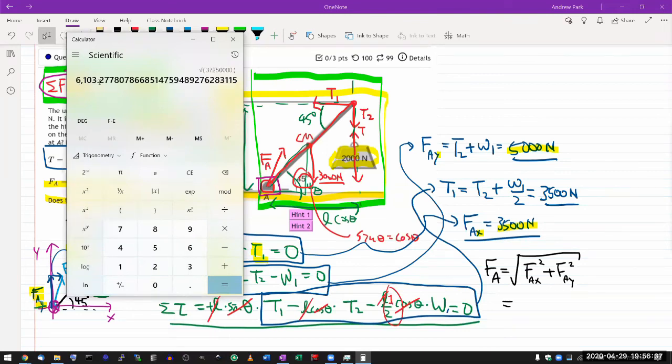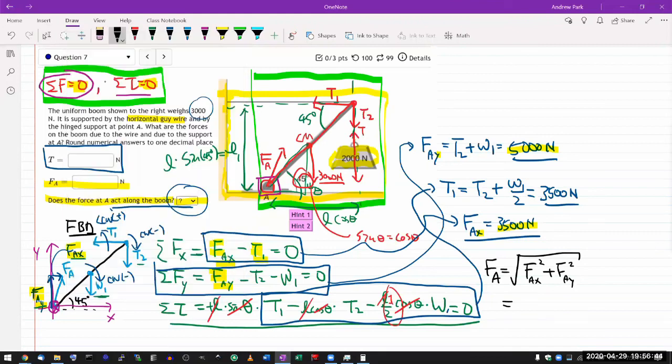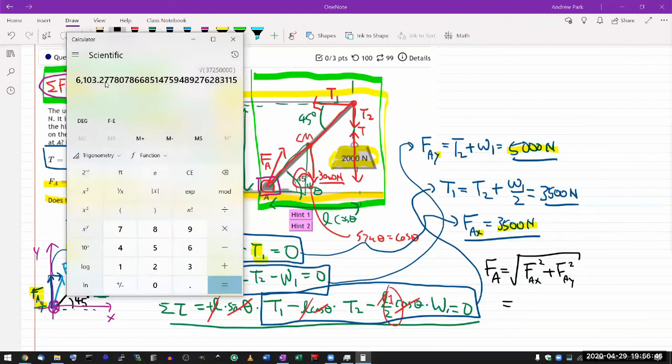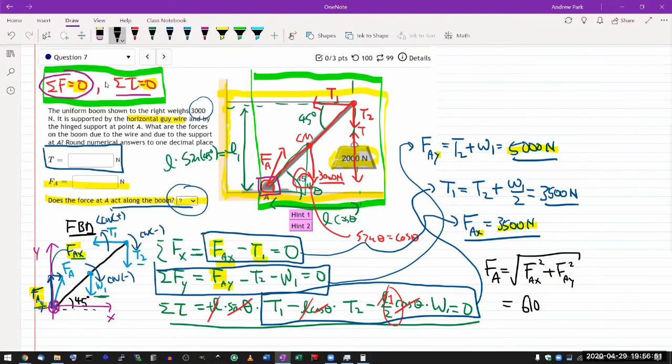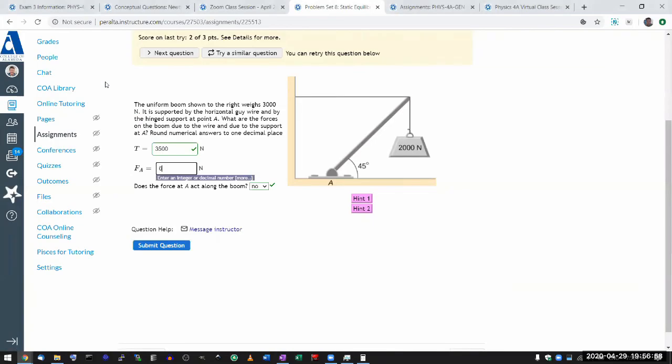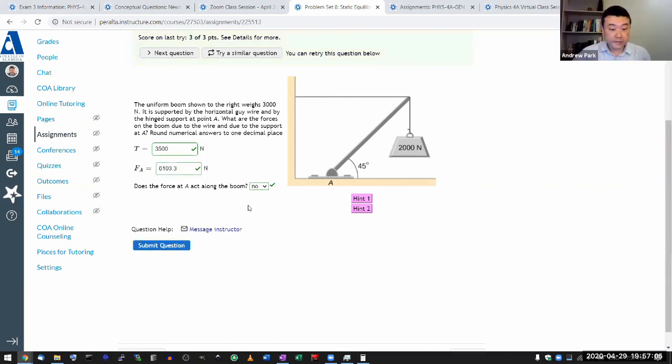Let me write it down: 6103. Does it say any decimals? One decimal place, so 6103.3. That should be the correct answer: 6103.3 newtons.